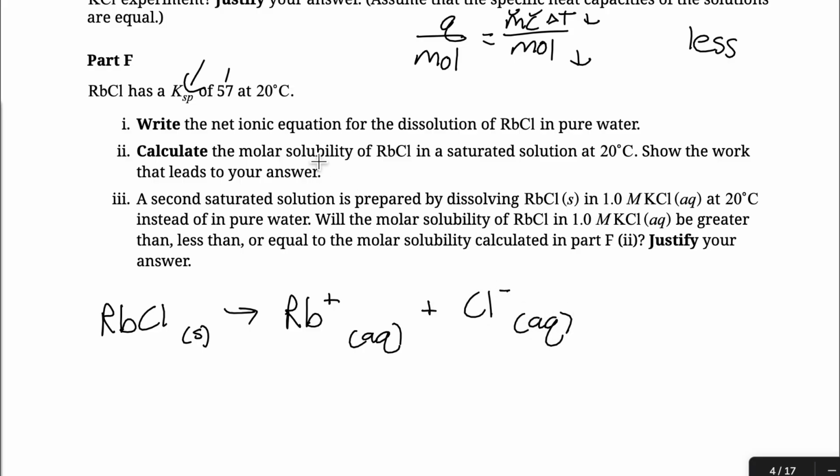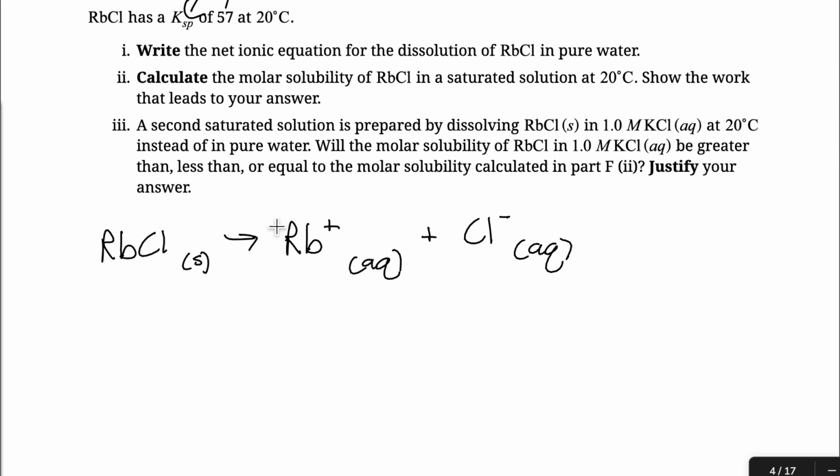Straightforward question. 2 says, calculate the molar solubility of RbCl in a saturated solution at 20 Celsius. Show the work that leads to your answer. So first you're going to set up your ICE chart and say your initial, this is a solid, so technically it doesn't really matter. Starts at 0, starts at 0. They both have coefficients of 1, so plus x.